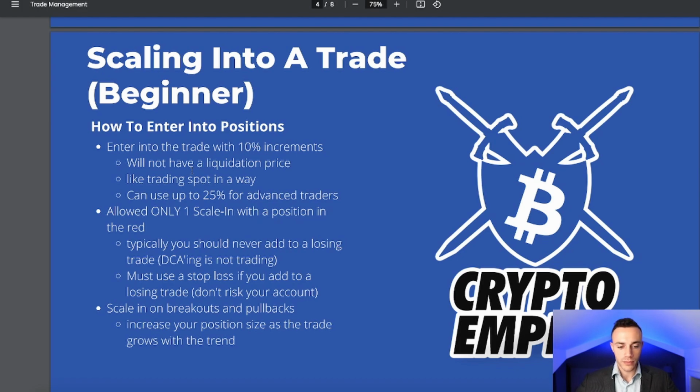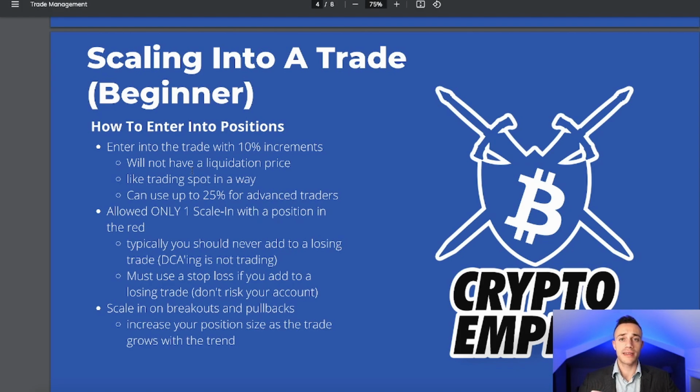It's very simple. All right, now the rule: we scale in on breakouts and pullbacks, okay? So we increase our position size as the trade grows with the trend. Let's say we take our first position when price is down at support, and then price breaks the structure, the local high, to the upside, and we're bullish, we're long. So then we go in another 10. And then price keeps on pumping up, but then it reverses and comes back and tests that previous breakout line. So that's a pullback. So then we put in another 10%.